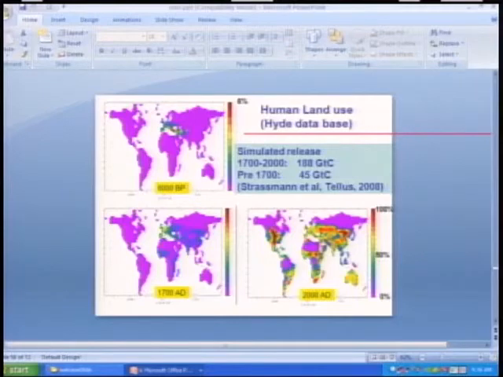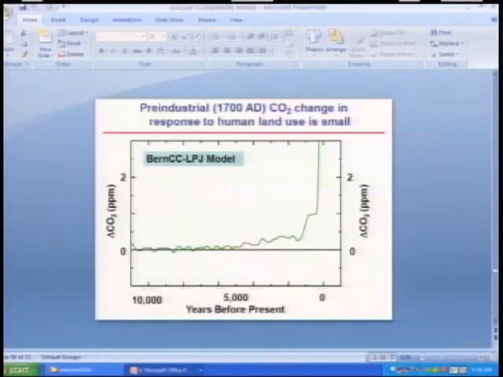And the key map is actually here, because there's quite a bit of uncertainty how to scale this back in time. But anyway, the result is then, if we simply prescribe that in a dynamic global vegetation model, that we get really small signals in atmospheric CO₂ up to about 1700, of order 1 or 2 ppm. So even if the land use maps greatly underestimate the land use, it's really hard to see how this can quantitatively come up to something like 20 ppm.